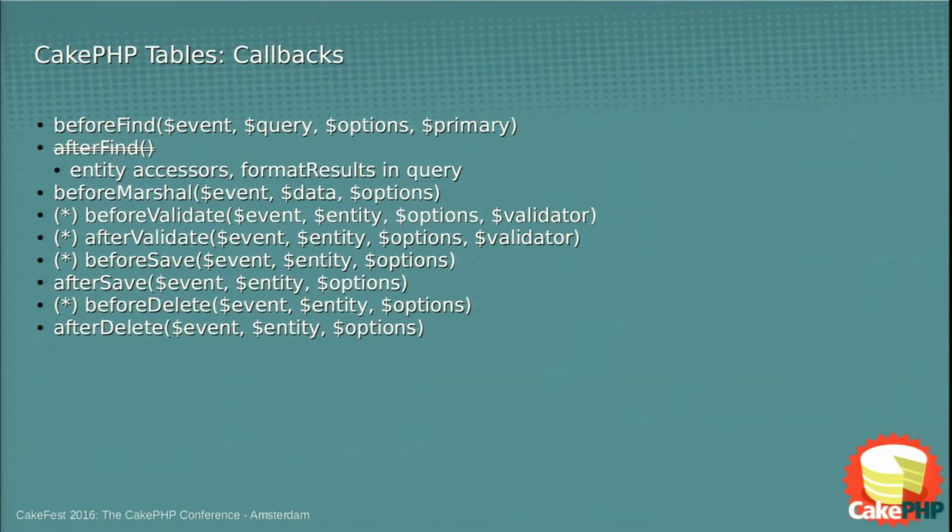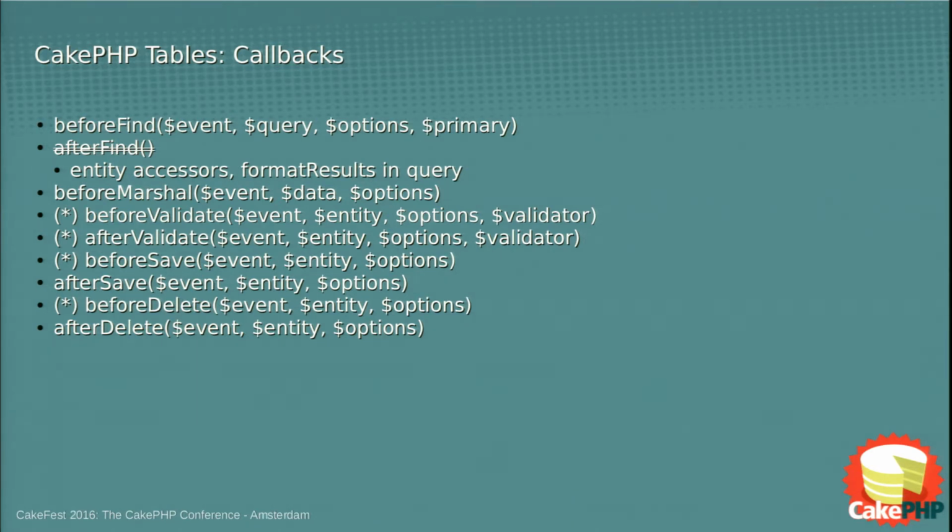Then there are a couple events, all of them are useful. You have the before find, you have the before marshal. The before marshal event is gonna be executed right before the marshalling of the object. So you have a data array that is coming from a form, for example, and you need to do slight modifications, date modification. I think we discussed the before marshal yesterday. Then we have the before validate and after validate, the before save and after save, and the before delete and after delete.